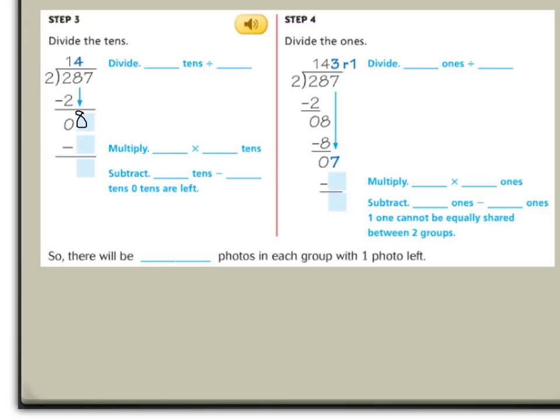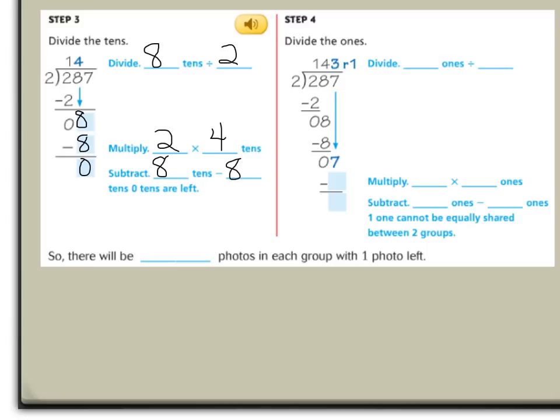Can I divide 8 tens equally with 2 groups? Yes, I can. I will go ahead and divide 8 tens divided by 2. And I know that if I multiply 2 times 4 tens, I will get 8 tens. So 8 tens minus 8 tens will give me 0 left over.